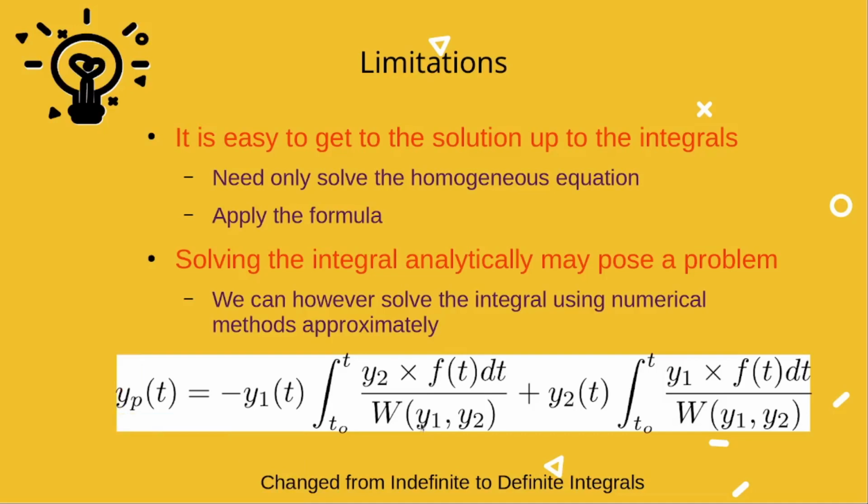So if we look at the variation of parameters, it is easy to get the solution up to the integral form because we can calculate y1 and y2, which are the solutions to the homogeneous equations. And we know how to do that fairly easily, especially with constant coefficients. And then we can also calculate the Wronskian because it is just a two-dimensional determinant, which is easy to solve. But these integrals are what becomes problematic.